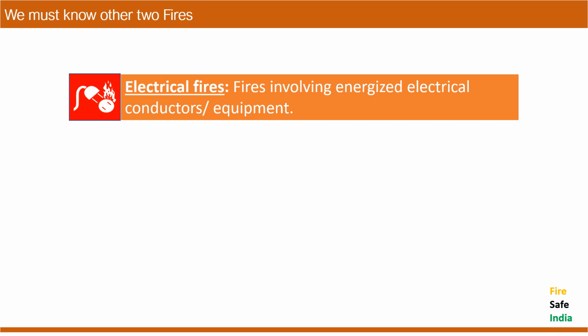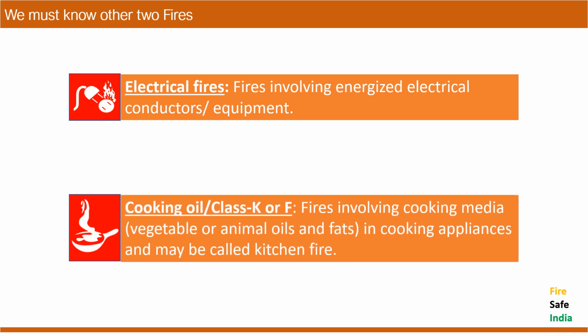I'll make another presentation on extinguishment of fire. Today I'm just concentrating on the classification of fire. The other class is known as cooking oil, class K or F. There are three terms used here: cooking oil, class K or F. This is a fire involving cooking media such as vegetable or animal oils or fats in cooking appliances, and may be called a kitchen fire. Whenever cooking oil causes a fire in cooking appliances or any material kept in the kitchen, that will be called a kitchen fire.